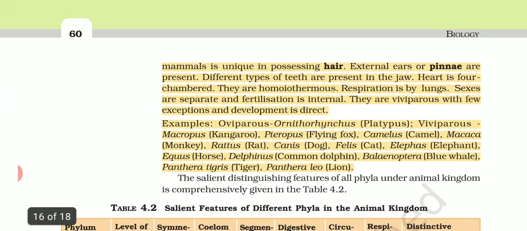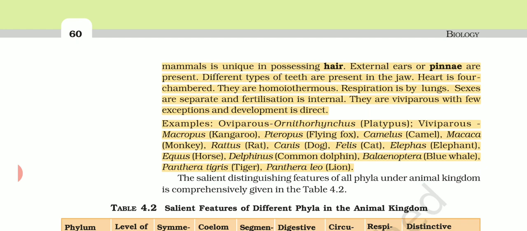If we say skin, skin having so many hairs on the full body parts. Then we have sweat glands also present in them, right? We have proper external ears, we call them pinna. Hearing capacity is very good. Different types of teeth are present. Incisors, canines, molars, premolars, milk teeth, permanent teeth.